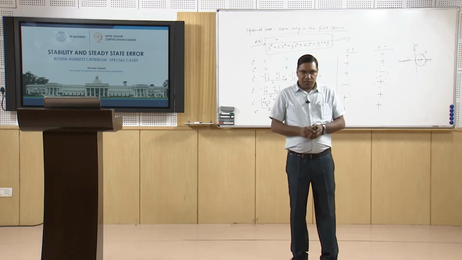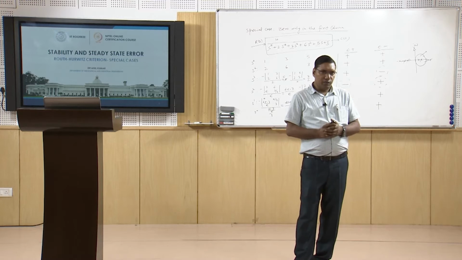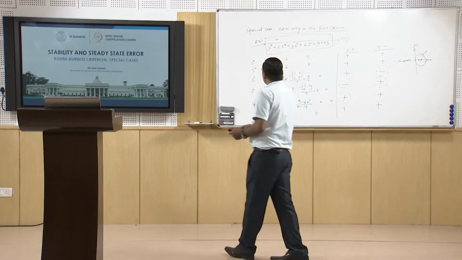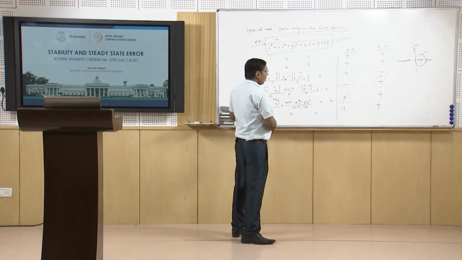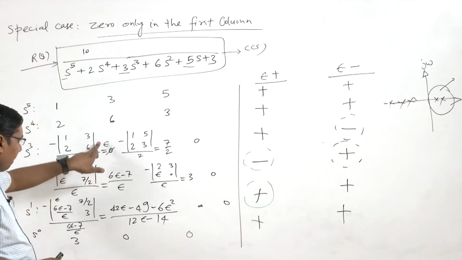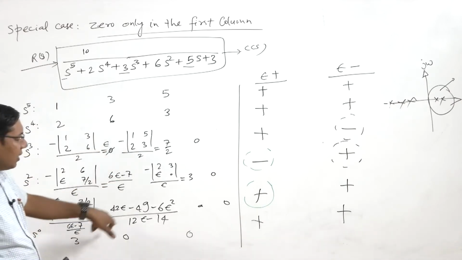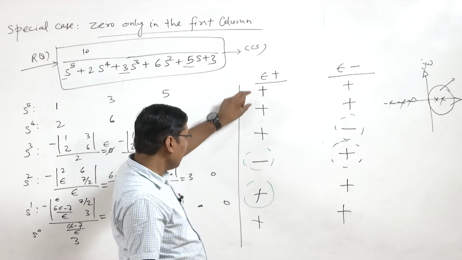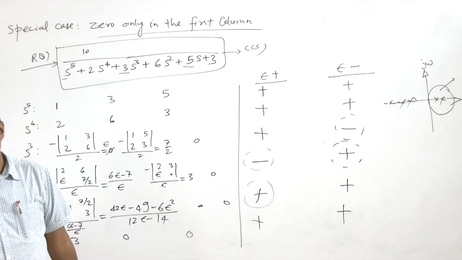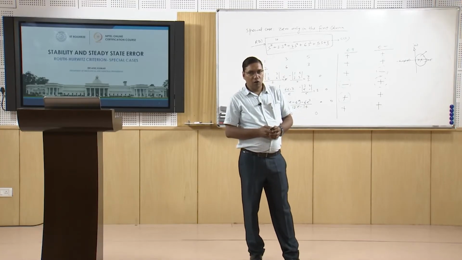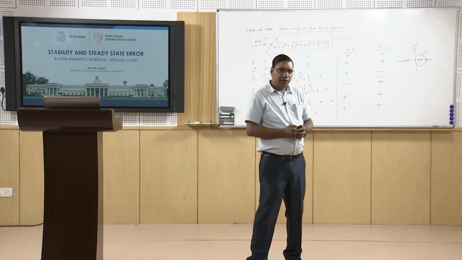So we were discussing the case when there is 0 in the first column. Here 0 is only in the first column. One method we said is that we can assign epsilon in place of 0, and then continue with this table. Then we take whether epsilon is positive or negative, a small quantity, and we can see how the sign is changing, and we can get how many poles are in the right half plane and how many are in the left half plane, and we can decide about the stability.